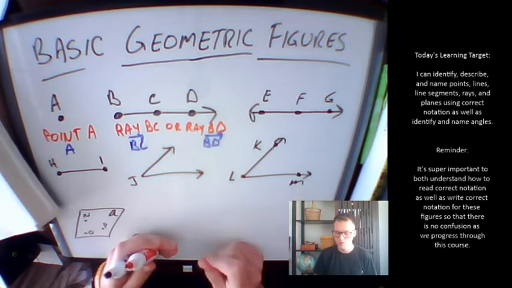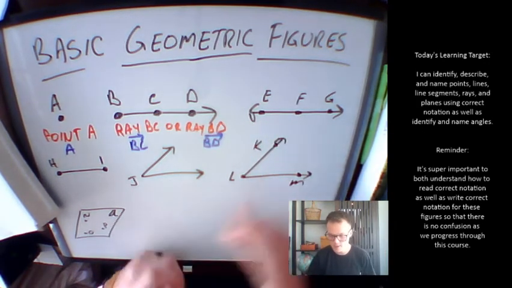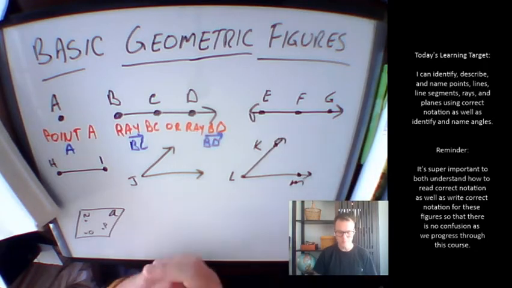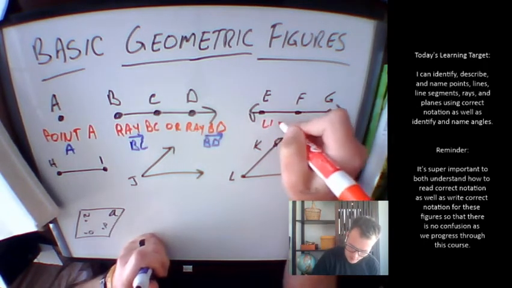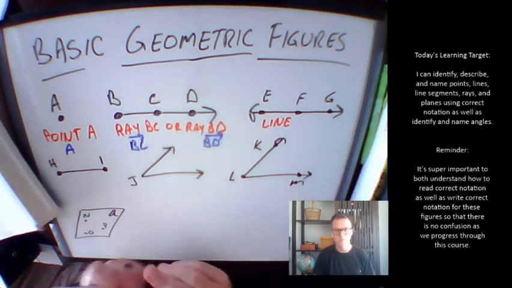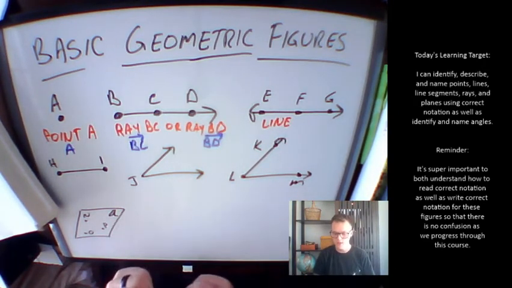Okay, this next one. We have a line. It's got arrows going both directions. It's got points E, F, and G. When describing something like this, no surprise, we're going to call it a line. A line is one that does go in both directions forever and forever.